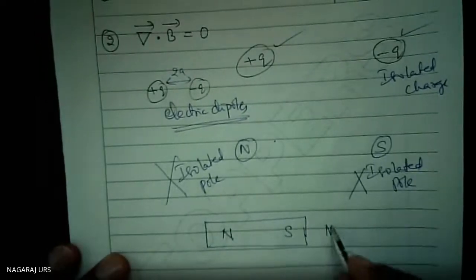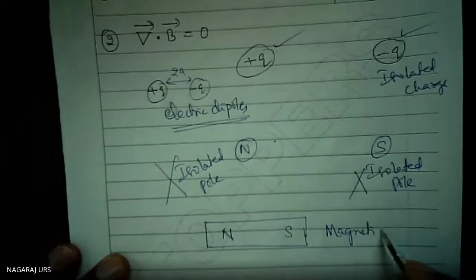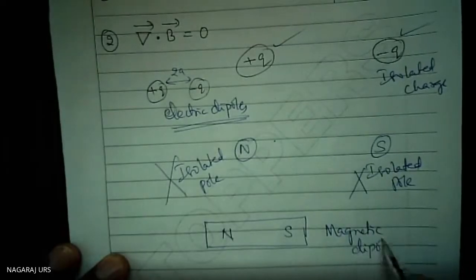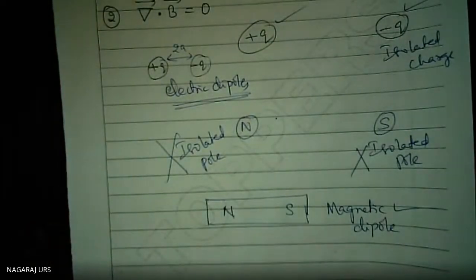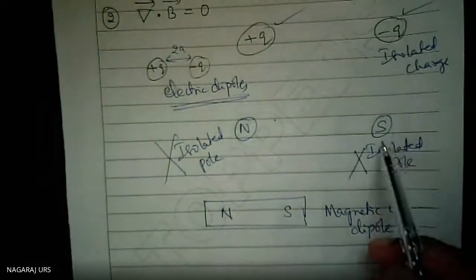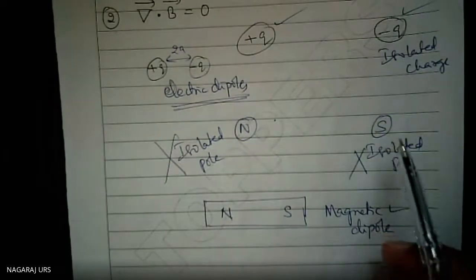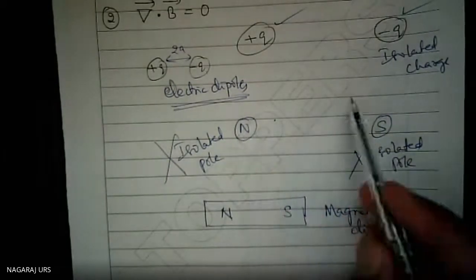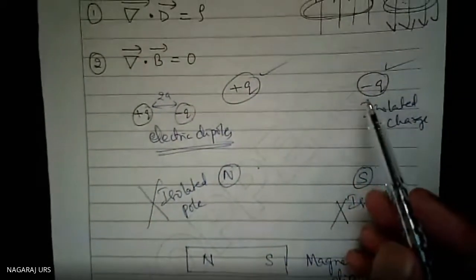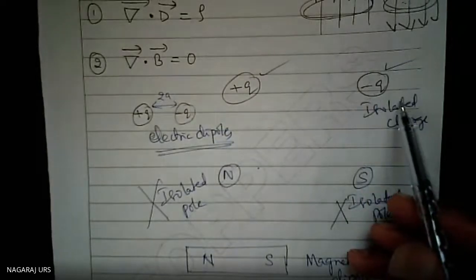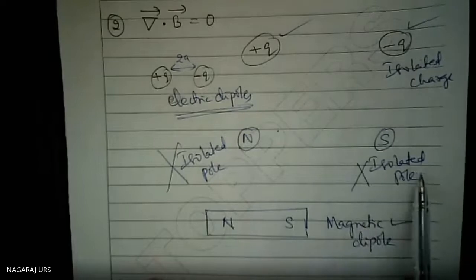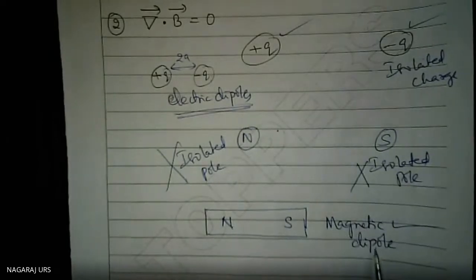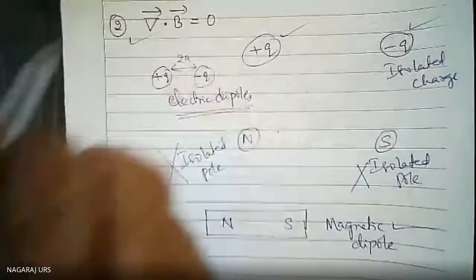This is called the magnetic dipole. Magnetic dipoles exist, but magnetic monopoles do not exist. Electric monopoles exist, no problem, meaning single charges. But magnetic monopoles do not exist, while magnetic dipoles do. So that is the meaning of the second law.